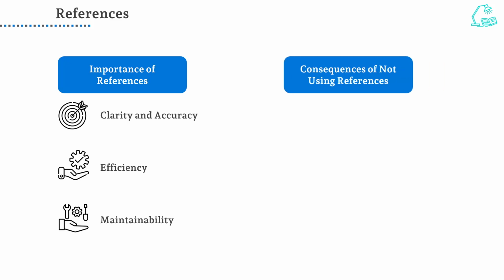Consequences of not using references. Failing to use proper references can lead to several issues. Ambiguity. Without clear references, Excel might not execute the code as intended. This can lead to unexpected results or errors. Errors. Referencing the wrong object can cause runtime errors. For example, trying to manipulate a worksheet that doesn't exist.